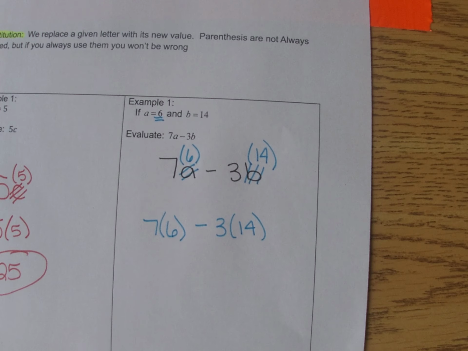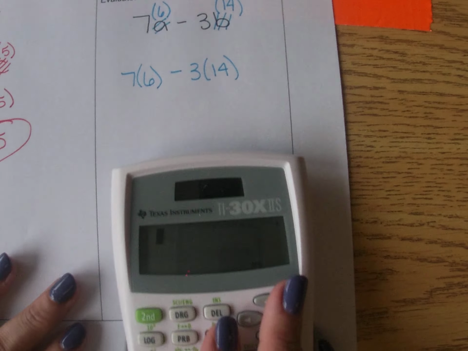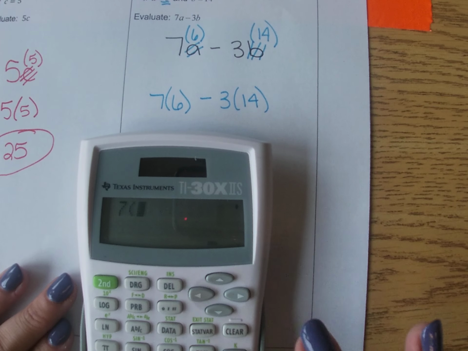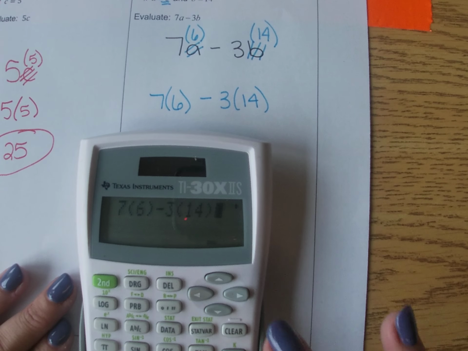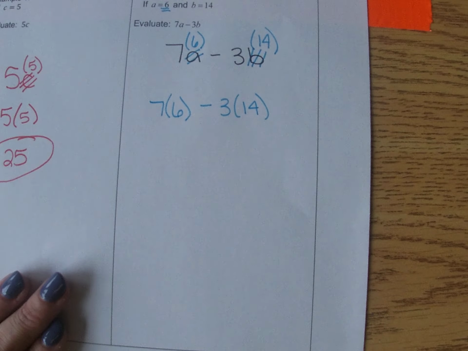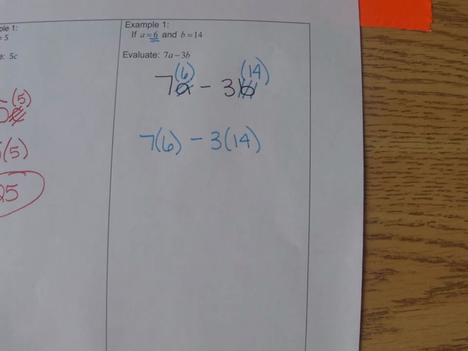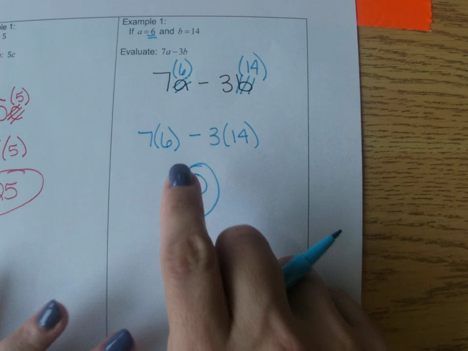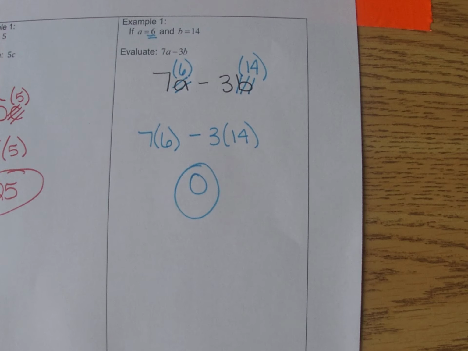Now, once you get to this point, I don't care if you choose to use a calculator and type this all in, whether that's your Desmos calculator or handheld calculator. You could just type in 7 parentheses 6 minus 3 parentheses 14, hit equals, and it spits out 0, so we write down that our answer is 0. If you also wanted to do this by hand and do smaller steps along the way, that's fine.